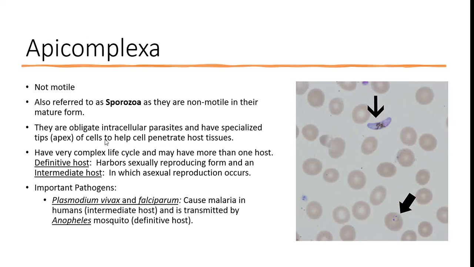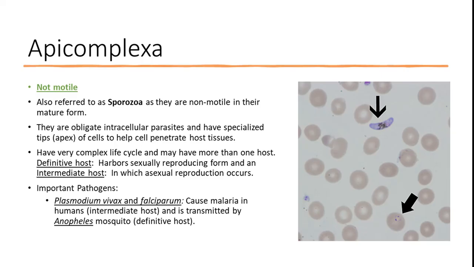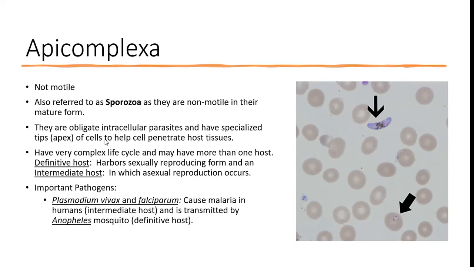The last group is the Apicomplexa, and as I said, we've gone through flagella and cilia and pseudopods as ability to move. Well, the Apicomplexa in their adult forms, mature forms, actually are not motile, and so sometimes they're called sporozoa because they are not motile. They are going to be obligate intracellular parasites, meaning that in order for them to be parasitic, they have to get into the cells.